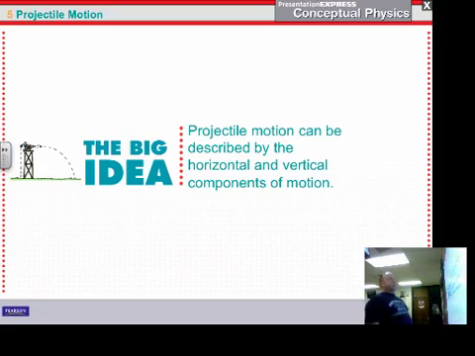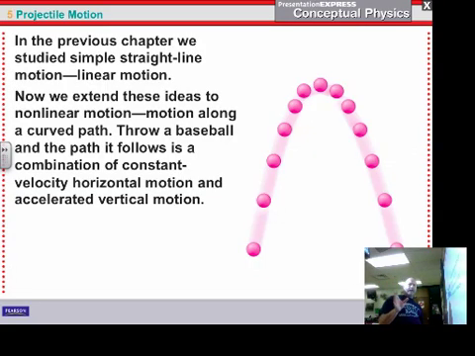All right, so we're in chapter 5, projectile motion, and here's the big idea. Projectile motion can be described by the horizontal and vertical components of motion. So we're going to break down motion into those components.